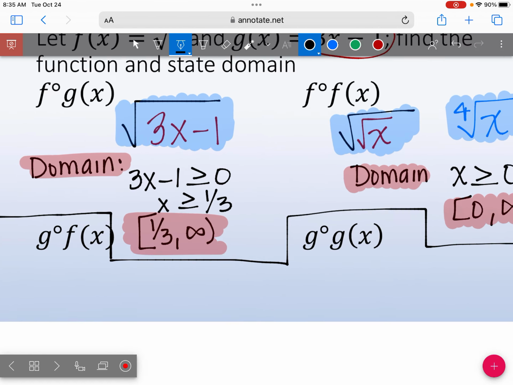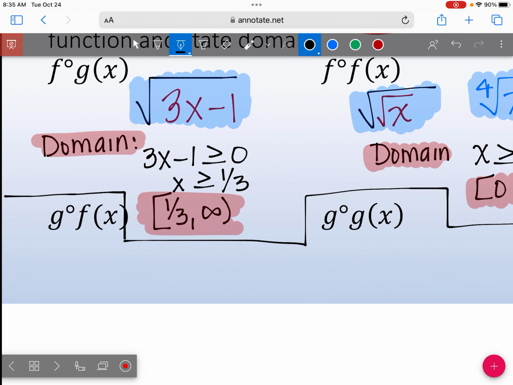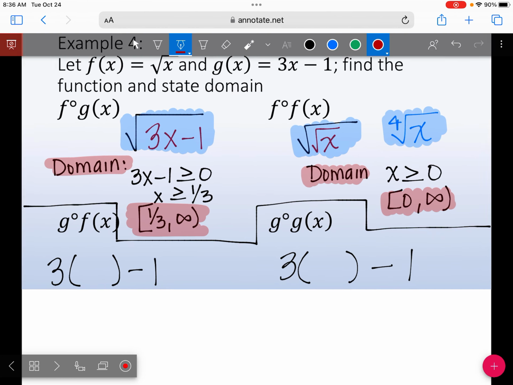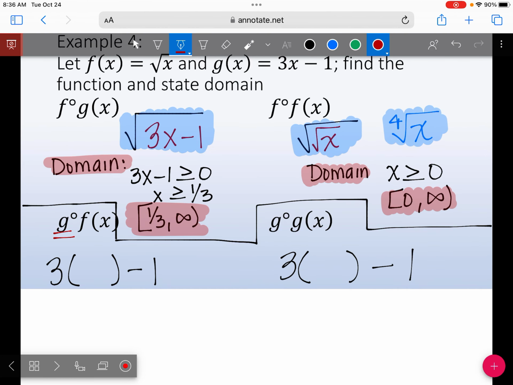All right, couple more. So now we're going to rewrite g. My g function says 3 times x minus 1. So I'm going to write that as 3 times parentheses minus 1. I'm using the same skeleton for these last two, because the g function is the one I'm working with.